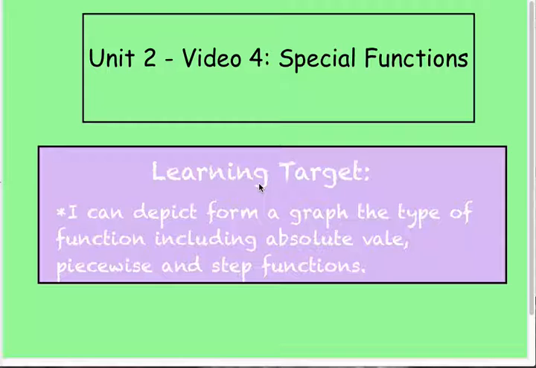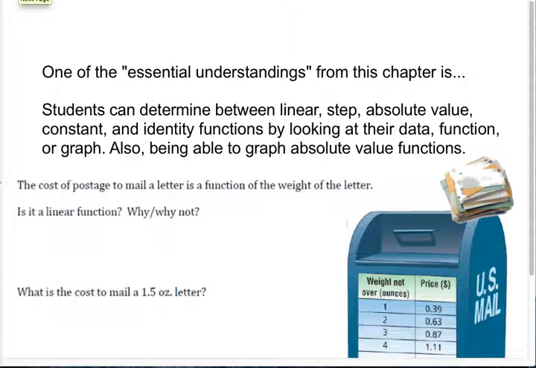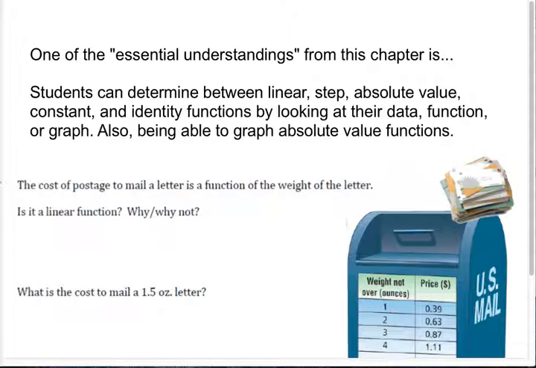Our learning targets: we can depict from a graph the type of function, including absolute value, piecewise, and step functions. And there's a few other ones, and we're going to talk about those now. One of the essential understandings from this chapter is students can determine between linear, step, absolute value, constant, and identity functions by looking at their data, the function, or the graph itself. So those are the things we're going to be looking at.